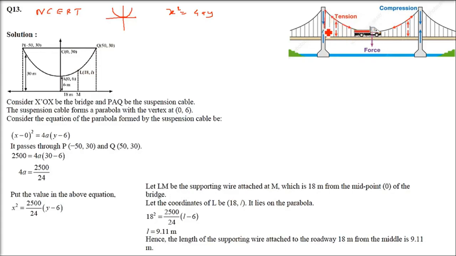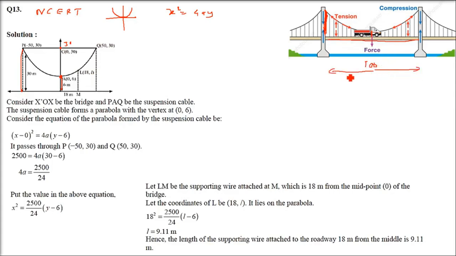Now the longest string is 30. From here to here it's 30. And the shortest one is given as 6. So this is 6. This is 30, right? So this is x-axis, y-axis. What will be this point? This is the y-axis. So this is 6. So this will be (0, 6). Actually, the vertex is (0, 6). And on the y-axis, the highest is 30. But the length of the bridge is 100.